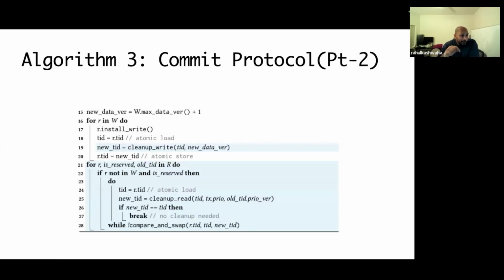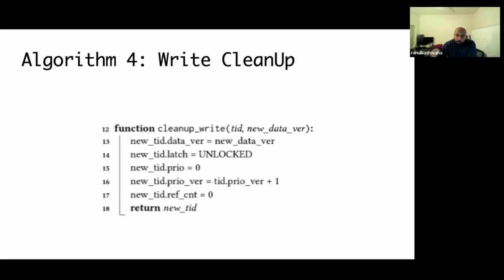For all the items in the write set, we go and install the writes because we have already acquired the latch bit, so nobody will be able to read it and modify it as well. And for all the elements in the read set, we go and clean up their transaction bits. We'll see in a little bit what cleanup means. Write cleanup is pretty simple, where we take the transaction ID, set it to unlock, priority is 0. We set all these and then we are done. We don't have much to do over here.